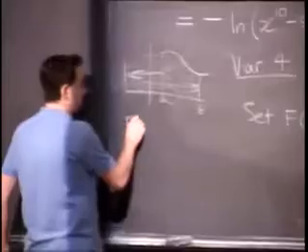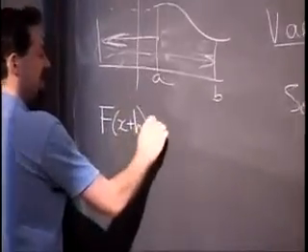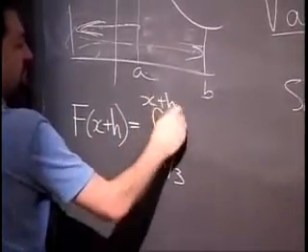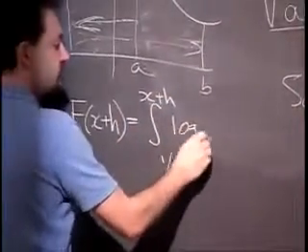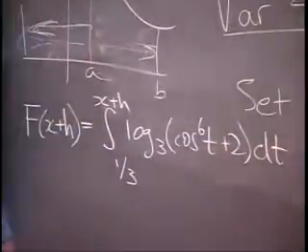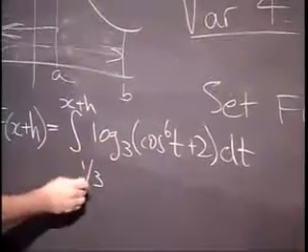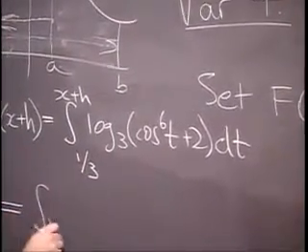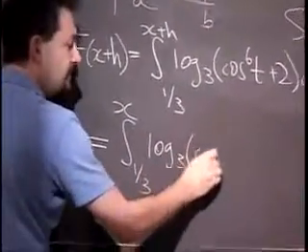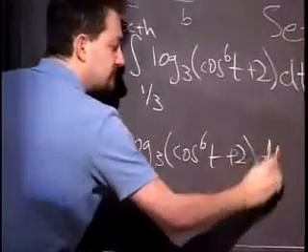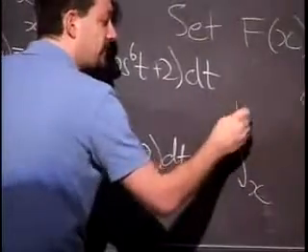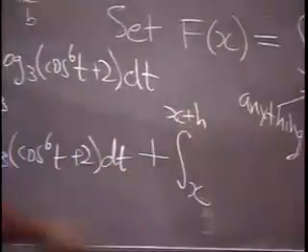If you look at F of x plus h, that's the integral from 1/3 up to x plus h of this nasty expression. Now, we can split this integral up as follows. We'll go from 1/3 up to x of blah, blah, blah, blah, plus the integral from x up to x plus h of the same thing.